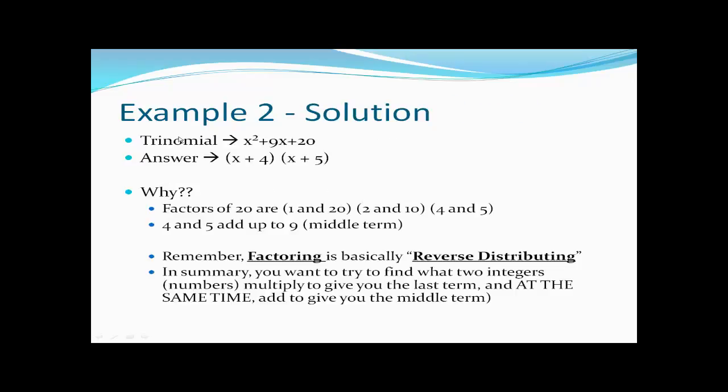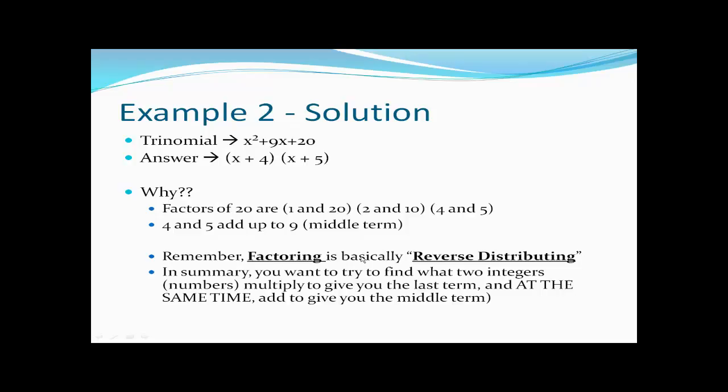Okay, the solution. The trinomial was x squared plus 9x plus 20, but factored out should be specifically x plus 4 times x plus 5. Now remember, if you had x plus 5 times x plus 4, that's also okay. Now why is that? First of all, the factors of 20 are 1 and 20, 2 and 10, 4 and 5. However, 4 and 5 are the only ones that add up to 9, which is the middle term.